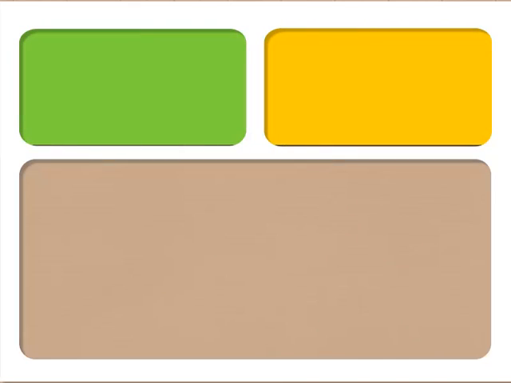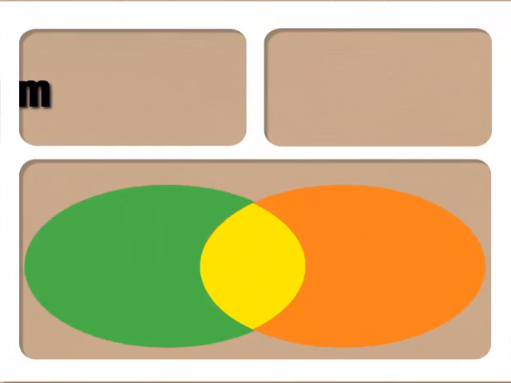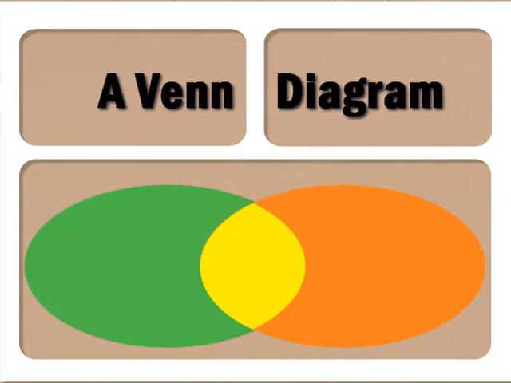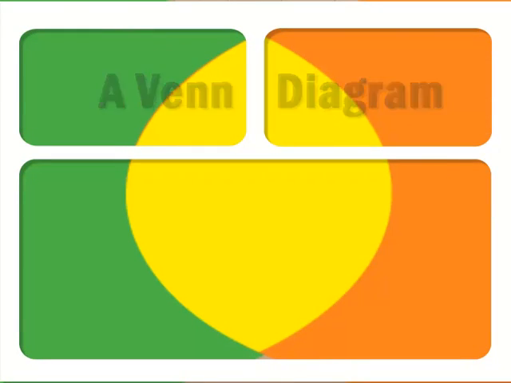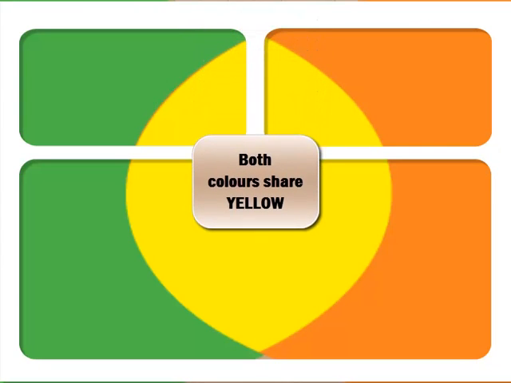Let's begin by discussing a very simple comparison between two colors, orange and green. We're going to look at green and orange and the color that both of them share, which is yellow. If we look at this Venn diagram, which is a good way to compare things, in the middle it shows things that are similar with the two objects that are being compared. In this case, it's the color yellow.